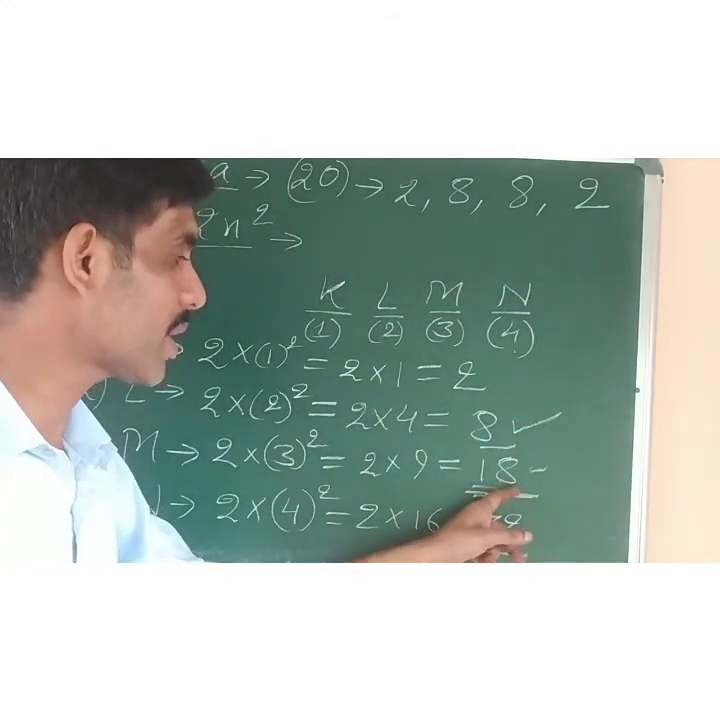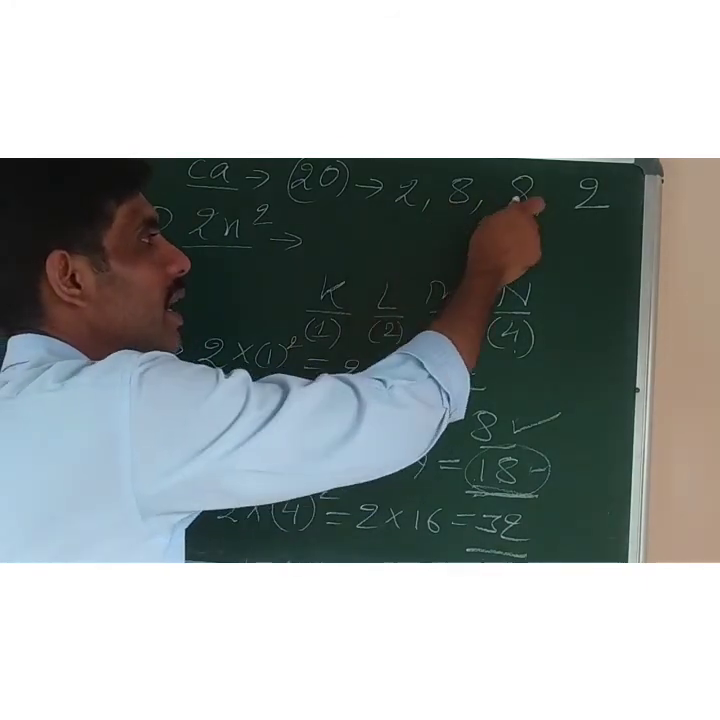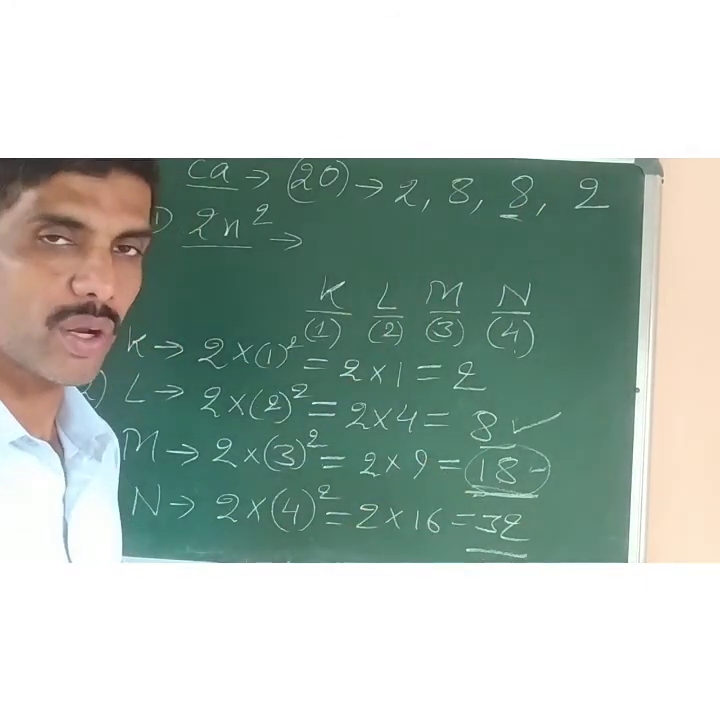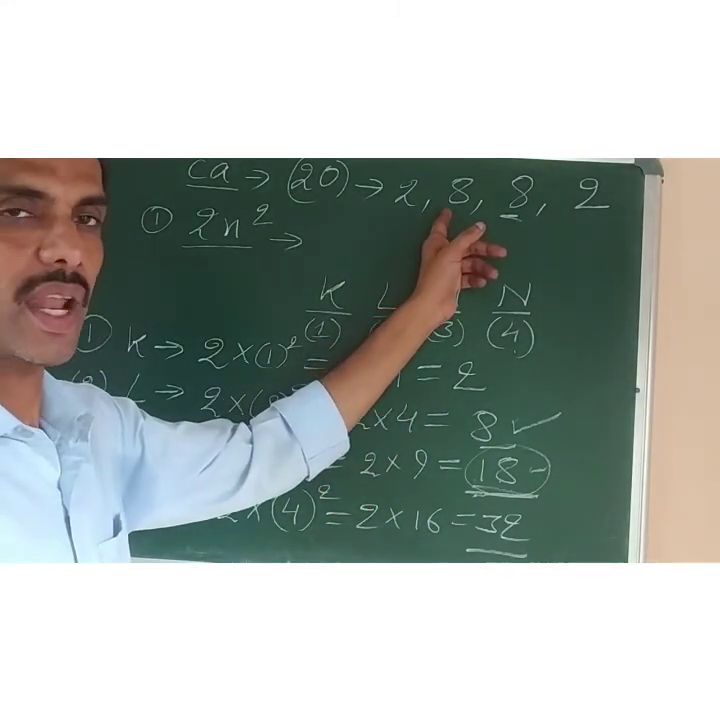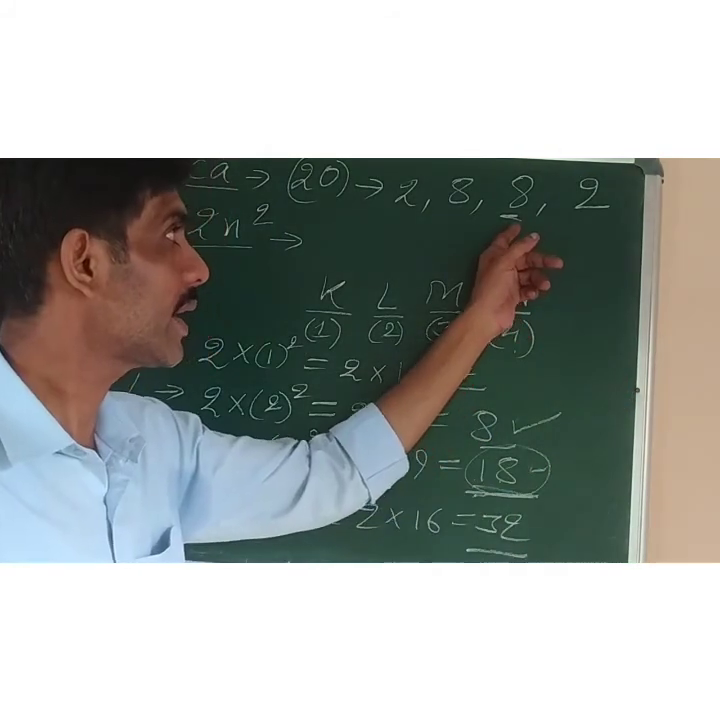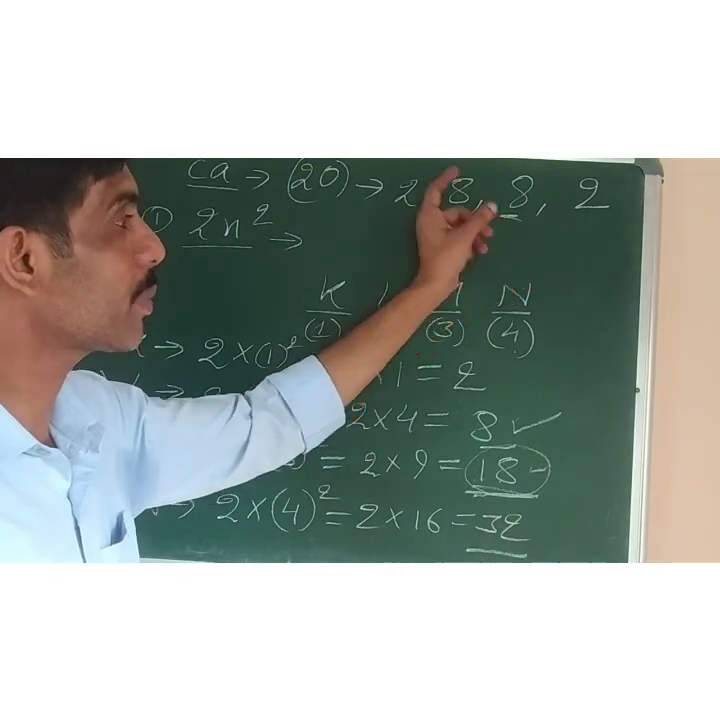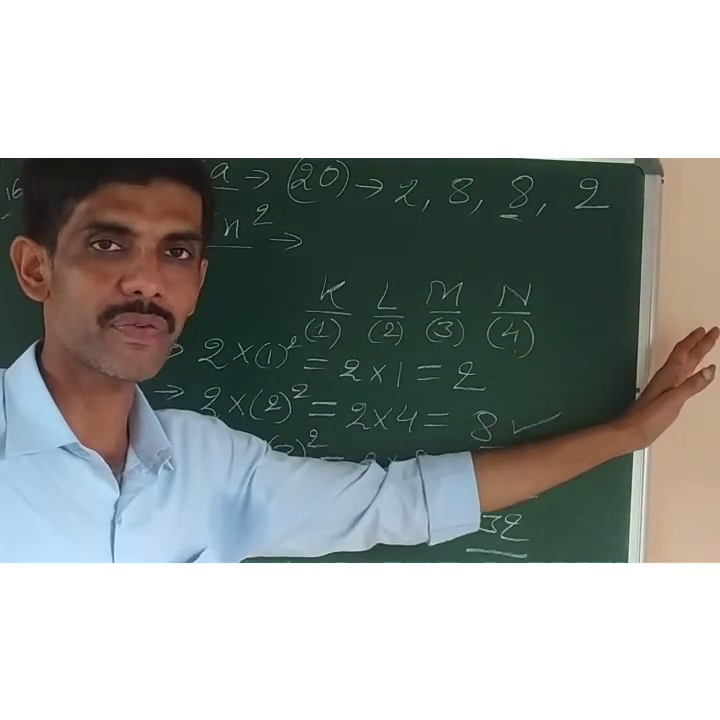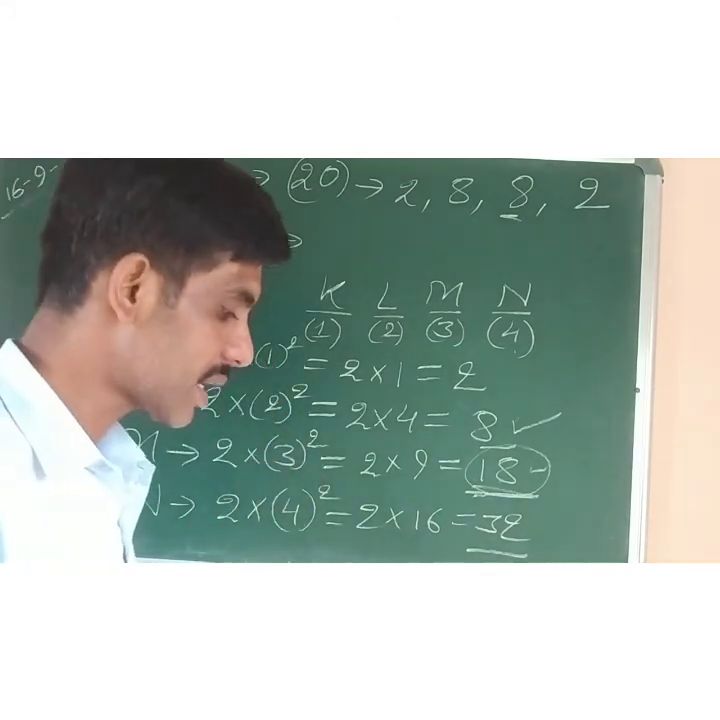According to this formula, 18 can be accommodated here. Means in this one I could write 2, 8, 10. Here 10 I could write. But no, we will not follow that. The second rule says that a maximum of 8 should be there, and after that we can shift the electrons to the next orbit. Got it? Here also we are not writing 32. In the first, second, third shell, 18 could be there, but we are writing a maximum of 8. After that we shift to the fourth shell. Got it?